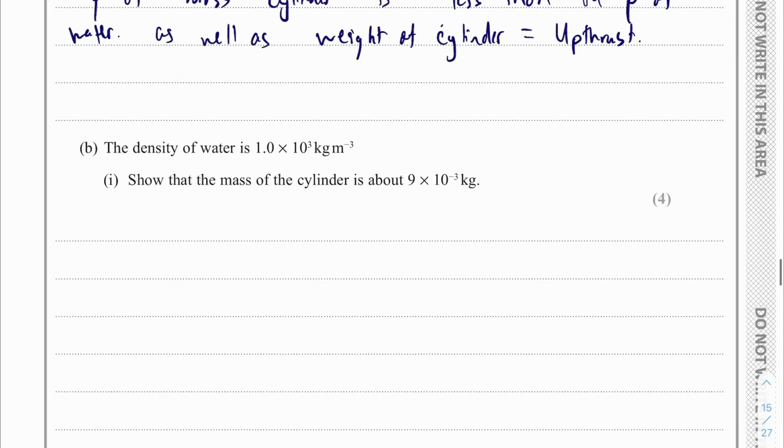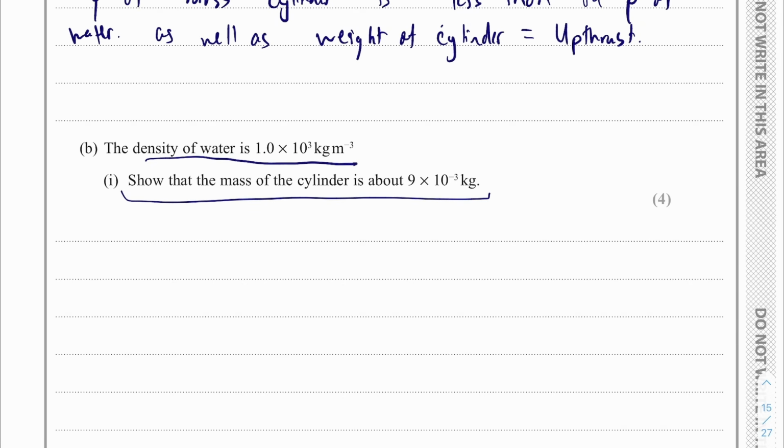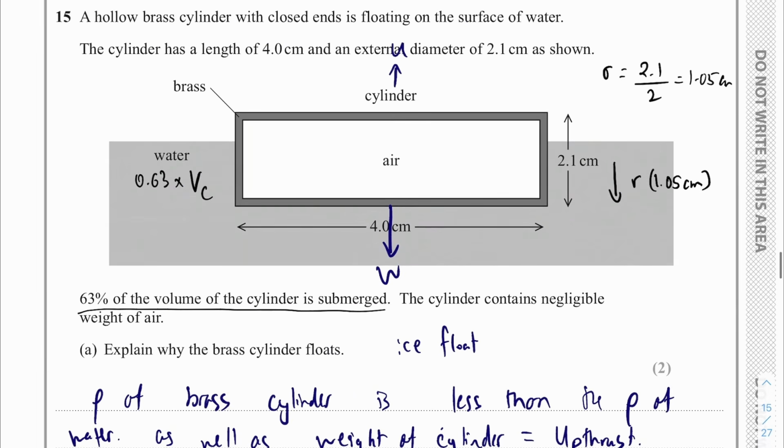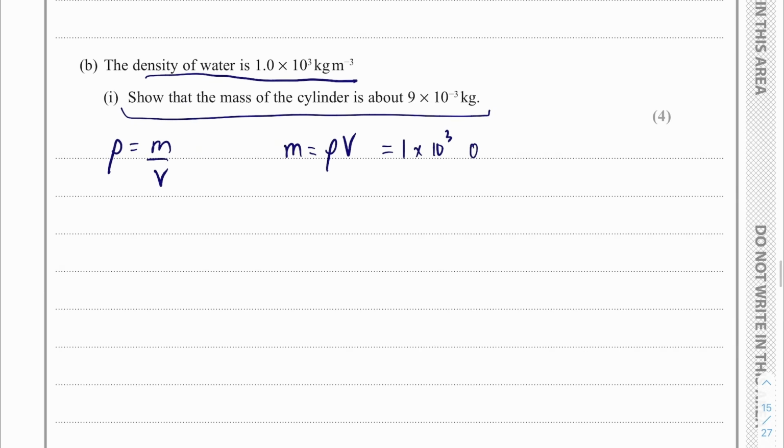Part B says the density of water is 1 times 10 to the power of 3 kilogram per meter cubed. Show that the mass of the cylinder is about 9 times 10 to the power negative 3. Let's just write down what we know. Density is mass over volume, and we know mass is density times volume. We know the density of water, which is 1 times 10 to the power of 3. What about the volume? 63% is submerged, so we can say the volume is 0.63 times VC.